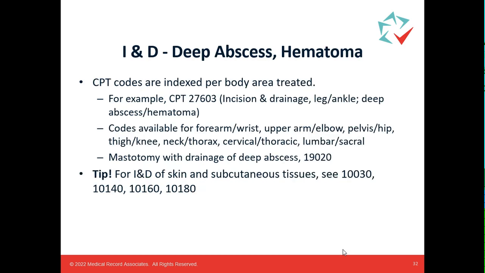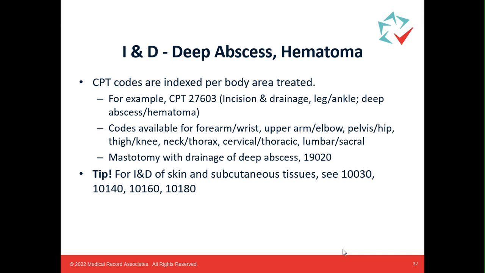For incision and drainage of deep abscess and hematoma, codes are indexed by the body area treated, so similar to what we were talking about earlier. We have quite a few codes available, everything from forearm and wrist to the neck and thorax, lumbar sacral region. They're kind of easy to index if you go by body site in your index. Not really sure, different encoders go different ways, but just keeping in mind that you can find the I&D by body area treated might help you find the code that you're looking for.